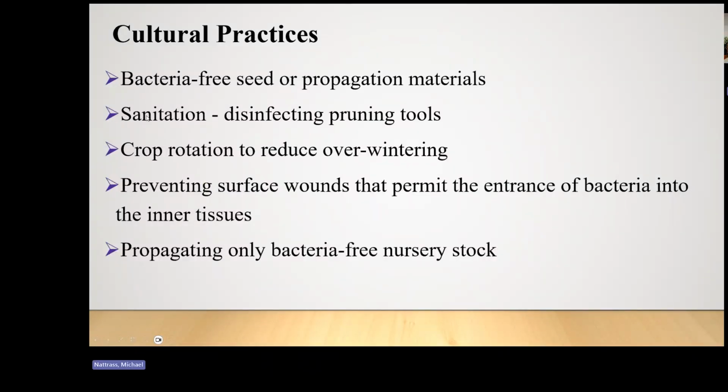You've got to make sure that you sanitize your pruning tools because you don't know if you have it or not. That's the thing: you don't know that you have a bacterial disease until it's too late. We want to use crop rotation and reduced overwatering, because that's how that bacteria makes it into the plant. Minimize those surface wounds and make sure that you've got bacteria-free nursery stock.